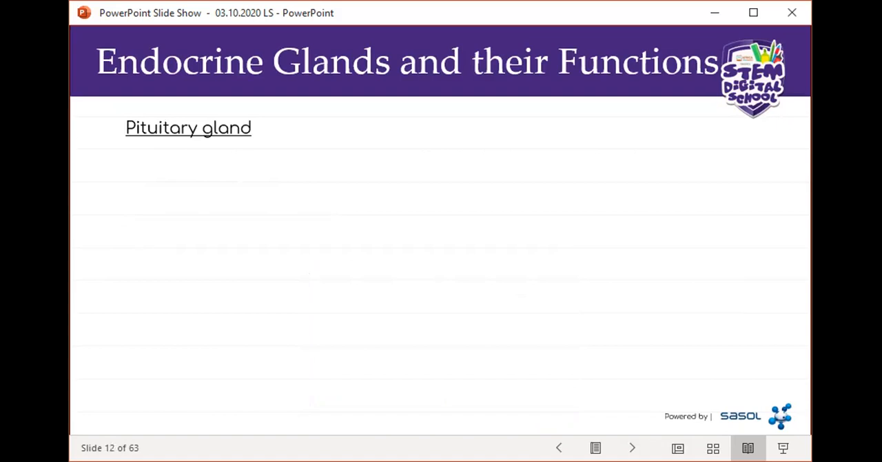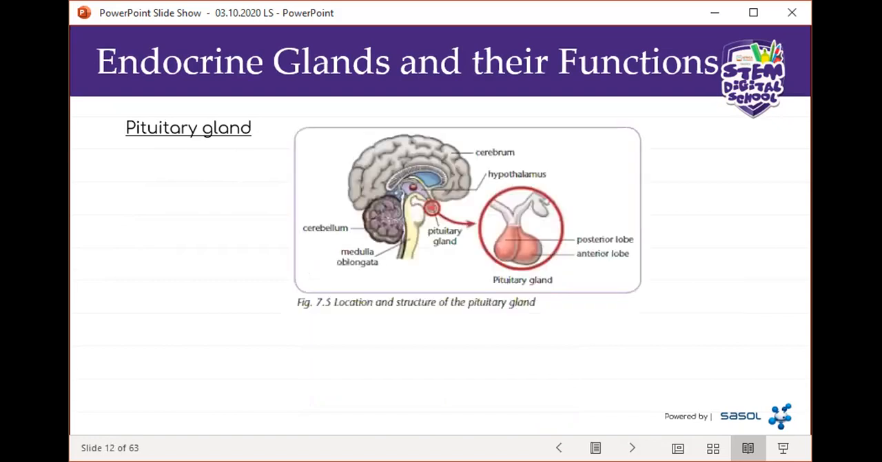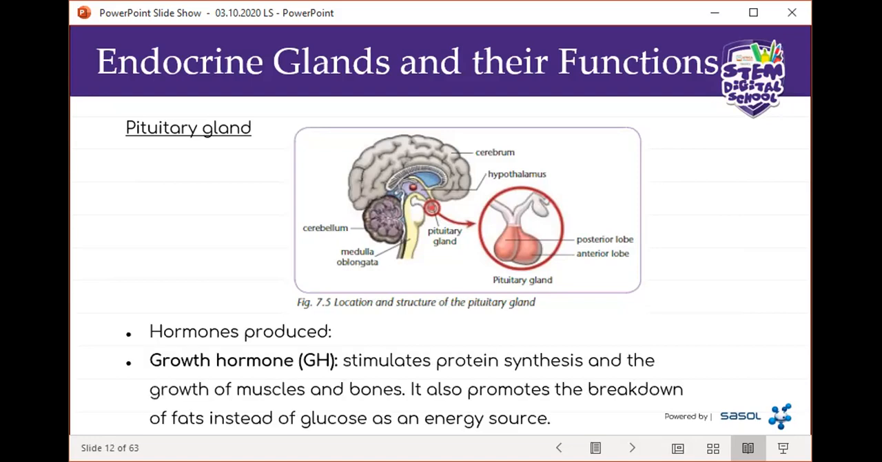Okay, then the next gland that we are going to look at is the pituitary gland. So the pituitary gland, as mentioned previously, is located just below the hypothalamus, and then we have the posterior lobe as well as the anterior lobe. Okay, so the hormones produced by the pituitary gland, firstly, it is what we call growth hormone. Okay, and then in short, we can just call it GH.